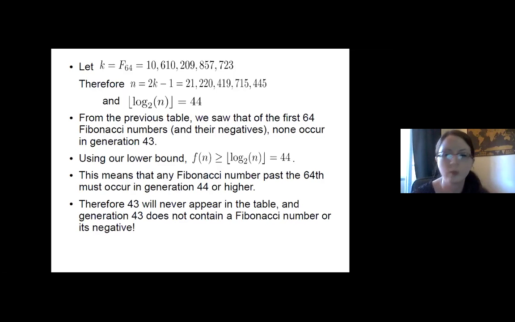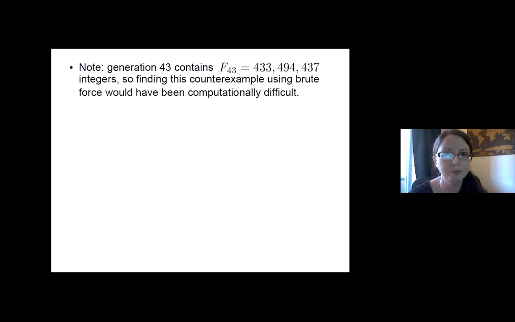So some of the other numbers like 47, and I forget what the other ones were, 51 or 60 something, we'd have to do the same thing and calculate a little further to make sure that they are not going to later show up by finding a similar lower bound. So at least we've proven in this case that generation 43 will not contain a Fibonacci number or its negative. So that's a proven counterexample to the conjecture that was proposed.